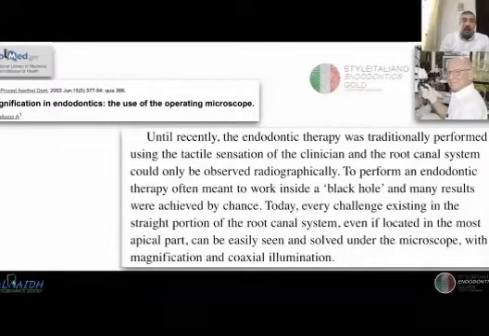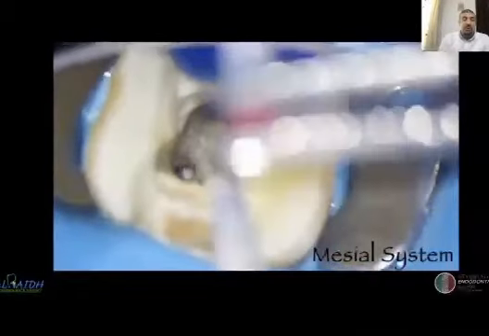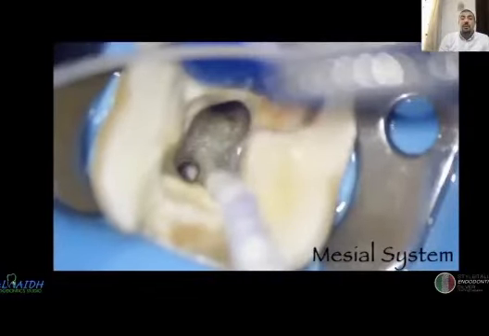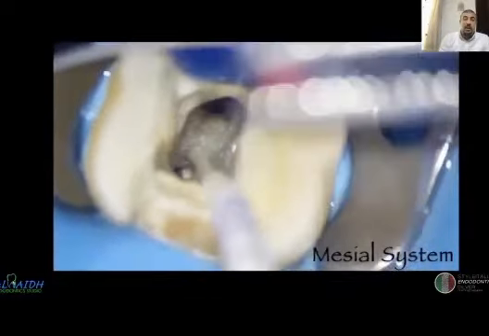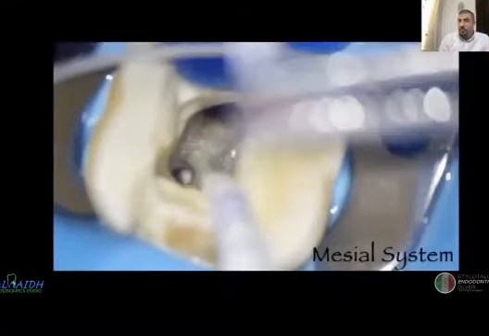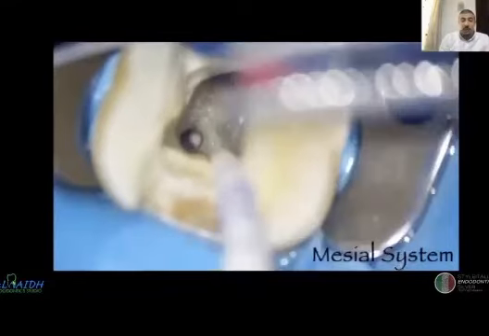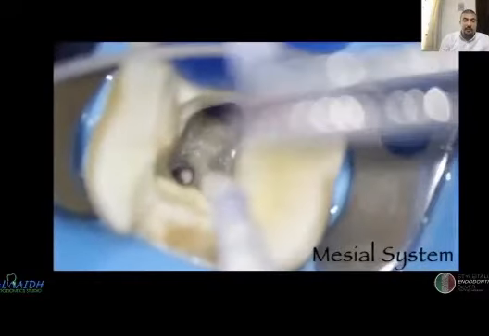While the challenges that were faced before become much easier by the use of magnification, especially the dental microscope. So this is a very good example of a lower molar where we can see the mesiobuccal canals merged, or joining at the apical portion. Without the microscope or magnification, we don't know that. And also we can see the isthmus here. It's very evident.